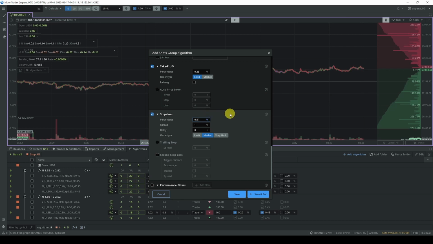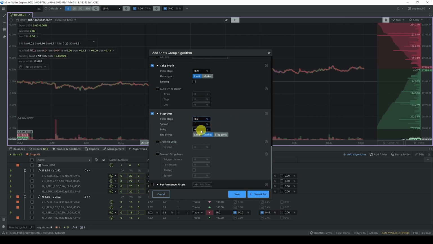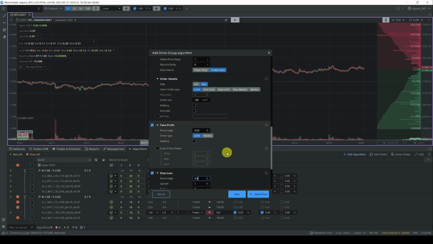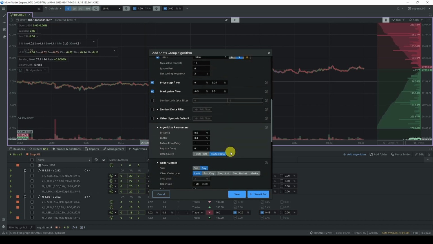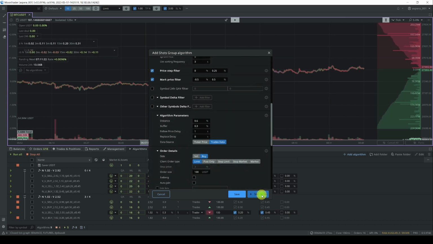If we leave it very high at 2% as it was originally, then we are less likely to get a loss, but if we do get one, it will be huge. Let's go 0.5, closer to real life. Delay, let's not have any delay for stop loss. And I think that's it. That's the very, very basic active markets algorithm. Let's run it.